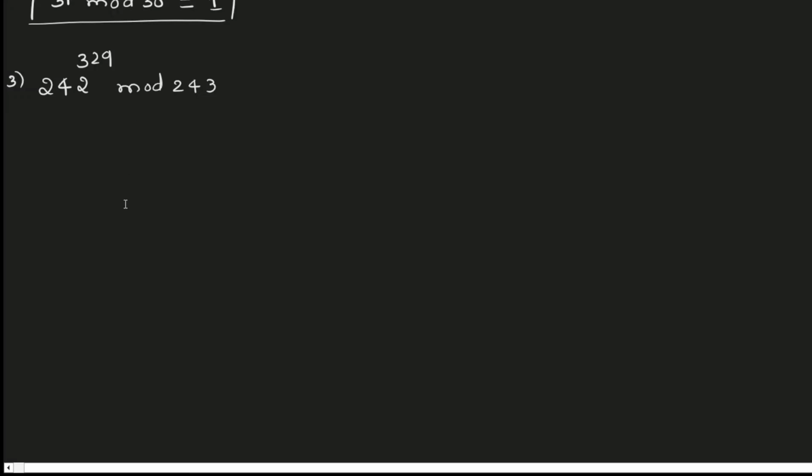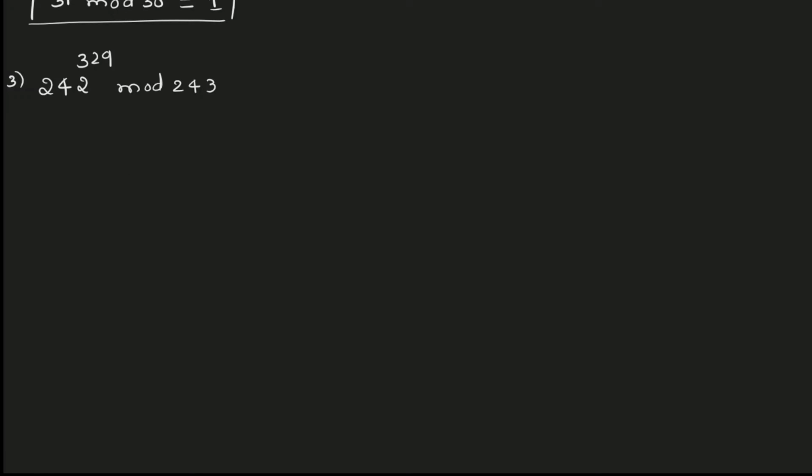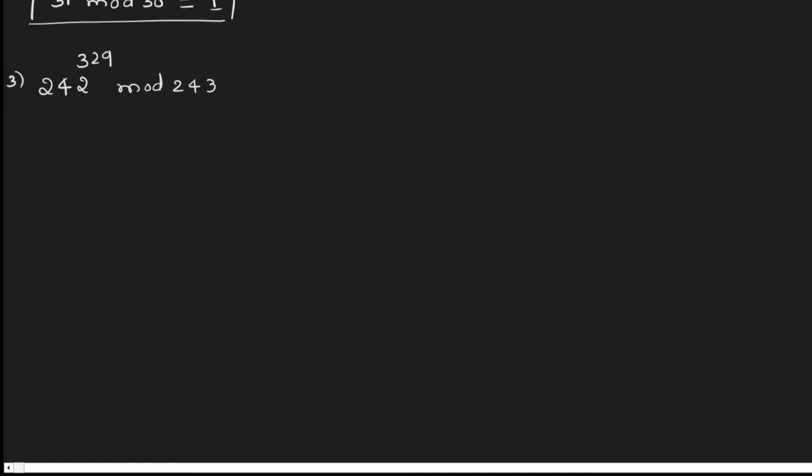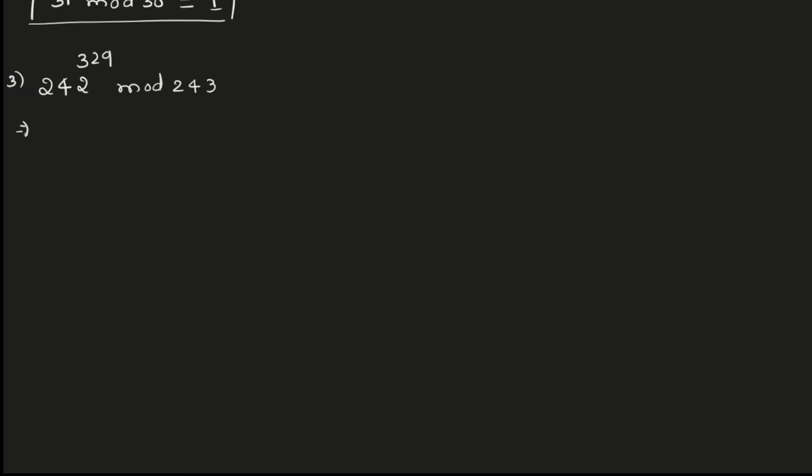Yes, what we will do? As I said before, you have to take the term with power 1 first. So 242 mod 243. Now, as we have seen before, since 242 is smaller than 243, the remainder is 242, or else you have to add, to make this term divisible by 243.